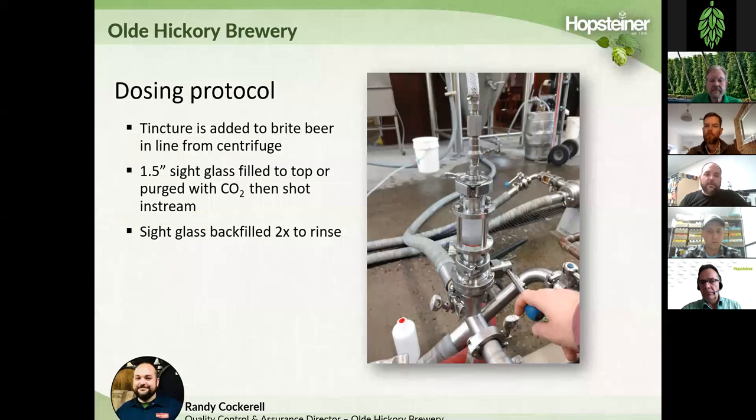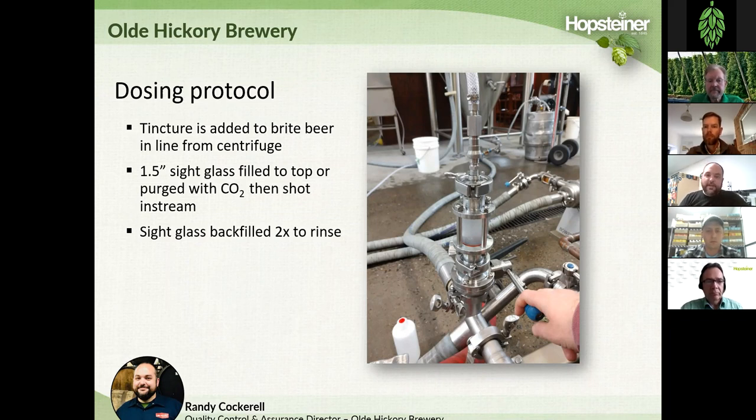Okay, so then when it's time to add it to the beer, this sort of goes counter to what Frank was talking about at the top. We actually add our hop oil solution to our beer as it's leaving the centrifuge. So we add it to the bright beer going to the tank. We add it all at once, and then we use basically the turbulent flow of the rest of the transfer to make sure it's well mixed in the receiving tank, which is typically a bright tank.